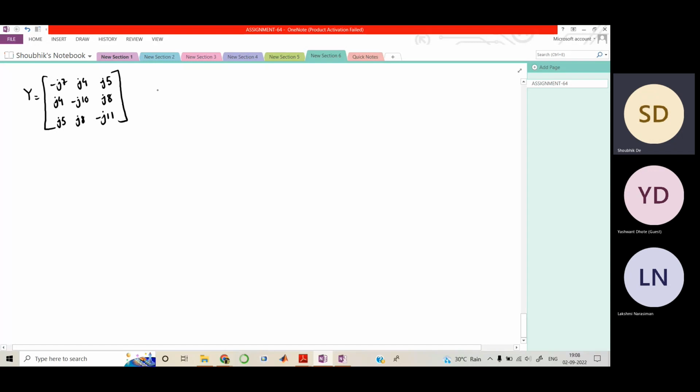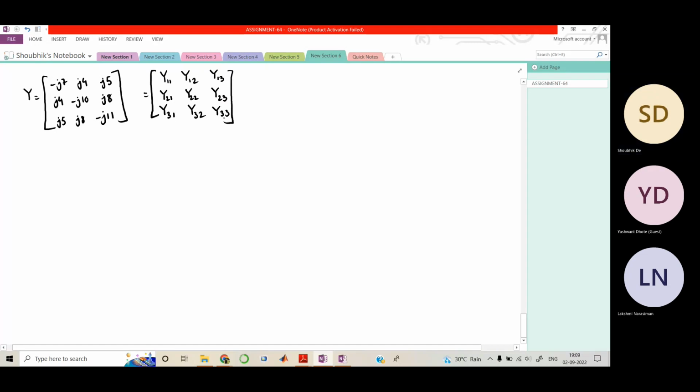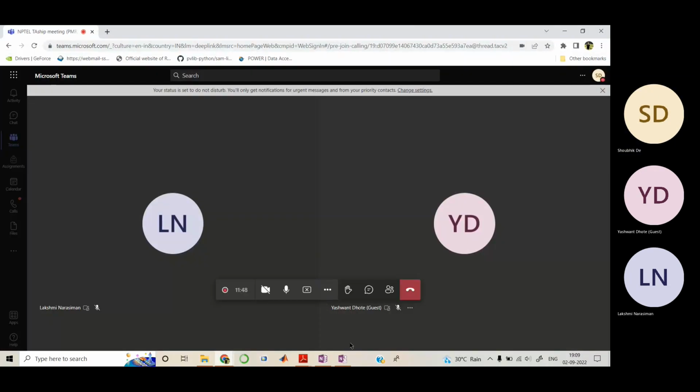Now, the bus matrix is generally represented as Y11, Y12, and Y13. Then the second row is Y21, Y22, and Y23, and this is Y31, Y32, and Y33.